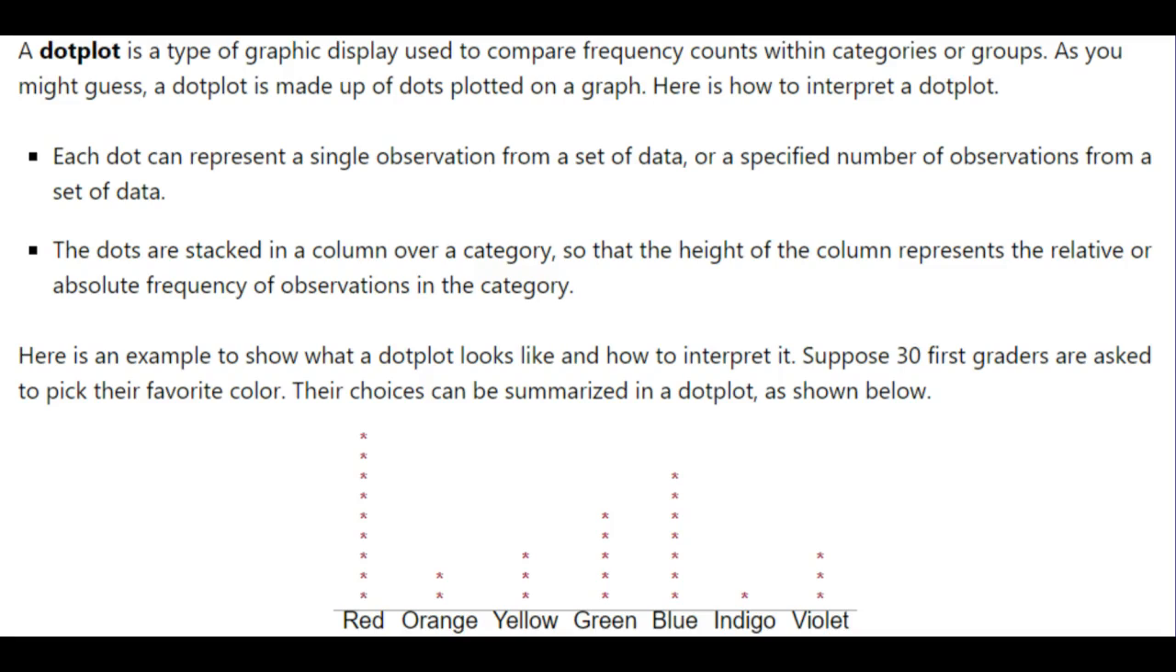What is the most popular color in this first grade classroom? Red. What's the least popular color in this first grade classroom? Wow. So a dot plot, every dot represents an observation or a poll that was taken.